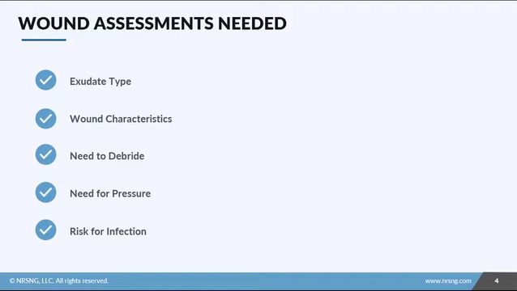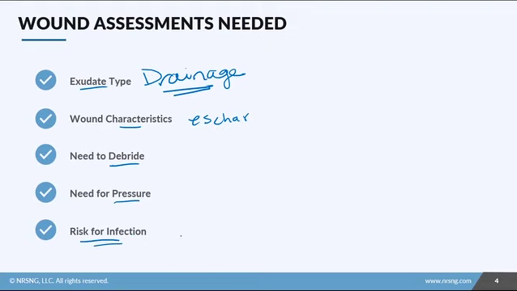There are a few things you're going to want to assess on your wound before you determine what kind of dressing you need. First, is there any exudate? An exudate is just a fancy word for drainage. How much is there, and what kind is it? What does our wound look like? Is there eschar or slough? Is it already granulating? All of those things are going to help us pick a dressing. We also need to know if we're going to need to debride it, or if we're going to need to place pressure on it. And of course, we also want to determine how high the risk for infection is, because in this case, we may end up needing an antimicrobial dressing option.